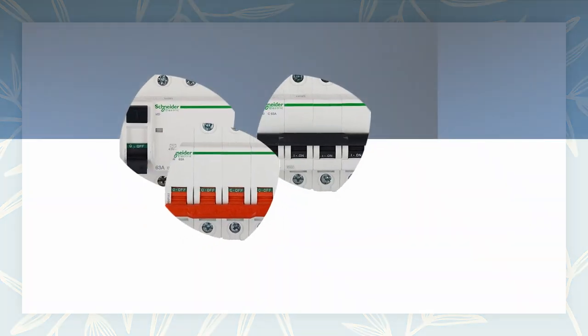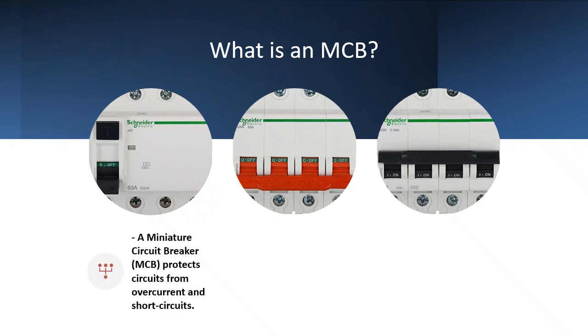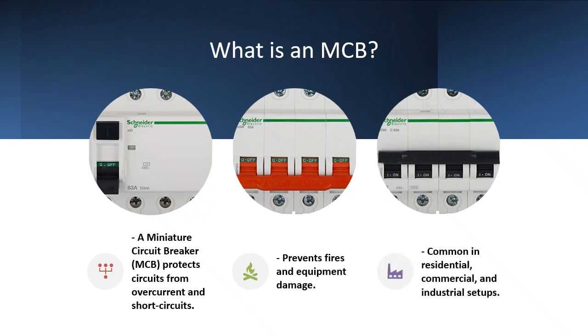What is an MCB? An MCB, or miniature circuit breaker, is a crucial safety device that automatically shuts off electrical circuits during overloads or short circuits. It helps prevent damage to wiring, equipment, and even potential fire hazards in both homes and industrial setups.